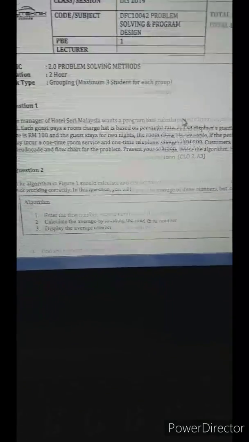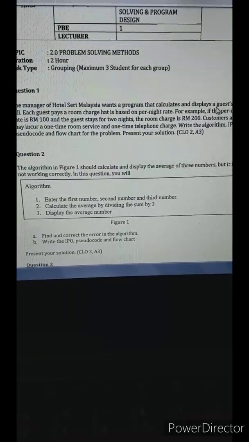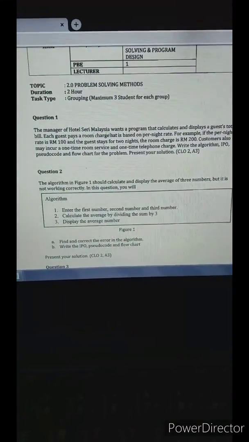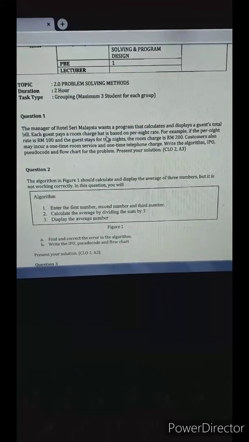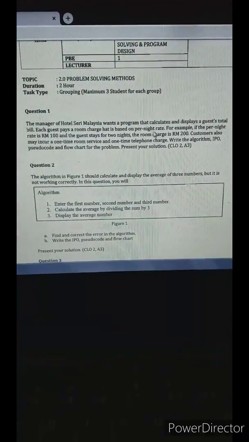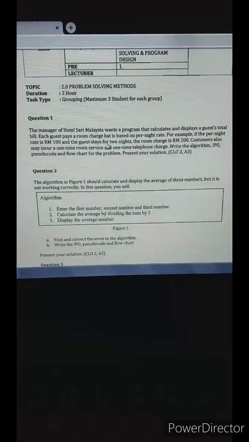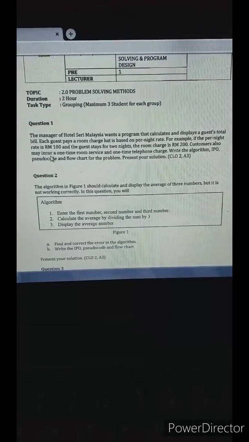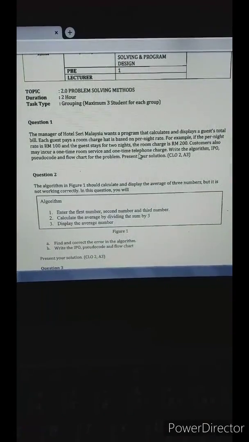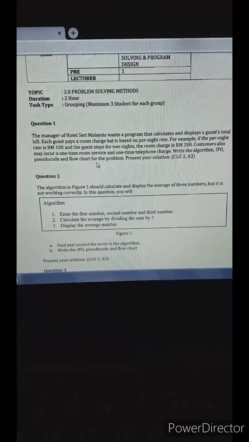First, we go to the PBE1. Question 1: the manager of Hotel City Malaysia wants a program that calculates and displays a guest's total bill. Each guest pays a room charge based on the per night rate. For example, if the per night rate is RM100 and the guest stays for 2 nights, the room charge is RM200. Customers also may incur a one-time room service and one-time telephone charge. Write the algorithm, IPO, pseudocode and flowchart for the problem.